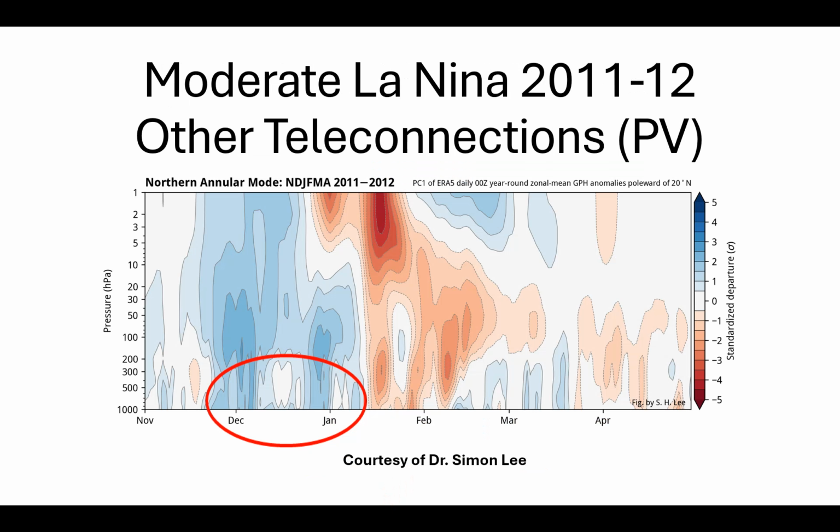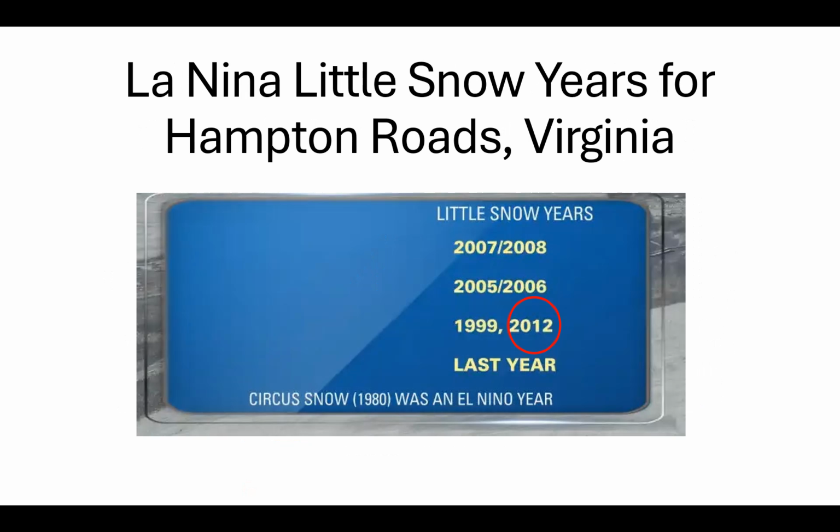Let's take a look at the polar vortex now, the amount of energy that was dripping down, and look at the blue coloring in December and January that I have here in the circled area. Completely different than the 2010-2011 winter season. So we are not getting what we need here at the surface. The polar vortex is strong, and the Arctic air again is going to remain up over the Arctic areas. And then look what happened in 2012. These were the La Nina little snow years for Hampton Roads cities in Virginia, and you're on there, 2012. You made that list. Very little snow that winter.